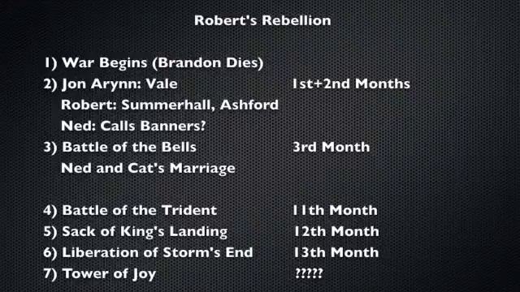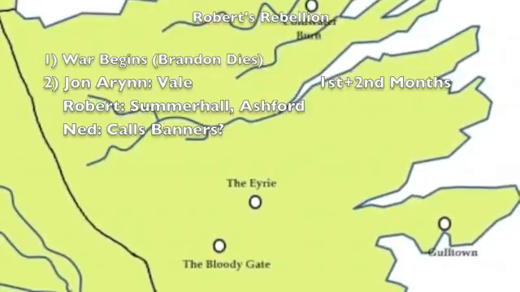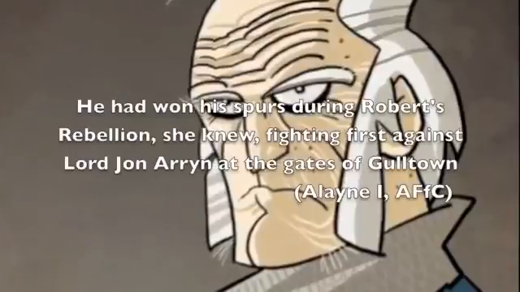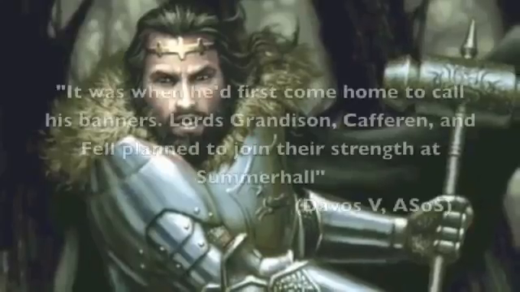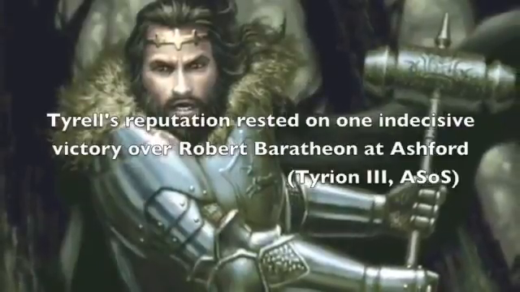After Brandon dies, the war begins. Our trio of Jon Arryn, Robert, and Ned start out in the Vale, but quickly set out on three different paths. Jon Arryn seems to have a battle at Gulltown. Robert goes home to Storm's End, calls his banners, and then fights battles at Summerhall and Ashford.